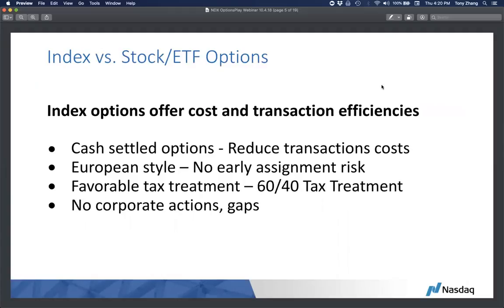Now, for those of you that have traded index options, or for those of you that have traded stock or ETF options and maybe have never traded index options, we really want to talk a little bit about what the benefits of trading index options are. Now, before I get into that, for those of you that have traded index options, can you please type index into the chat window of the webinar? And for those of you that have only traded stock or ETF options, just type ETF into the chat window, just so I get a feel for the audience here in the room.